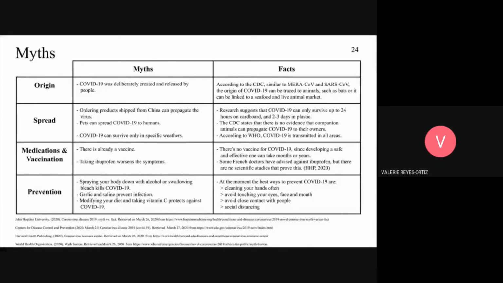So with the increasing cases of COVID-19, populations tend to develop stress, as I discussed before, which results in the uncontrollable spread of misleading information. Some of the most common myths are that SARS-CoV-2 was created by people, when the fact is that the origin of the virus can be traced to animals such as bats, and many of the first cases in Wuhan, China were linked to a large seafood and live animal market.